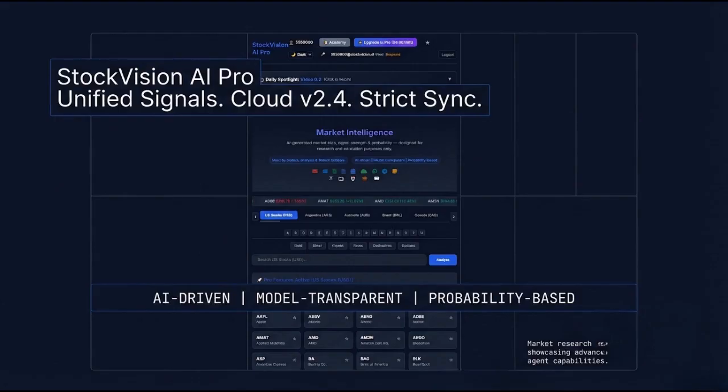Welcome to StockVision AI Pro, Cloud version 2.6, an AI-driven market intelligence platform engineered for advanced financial research. Designed for traders and analysts, our dashboard provides real-time market bias and signal strength. Please note, this tool is strictly for educational purposes only.